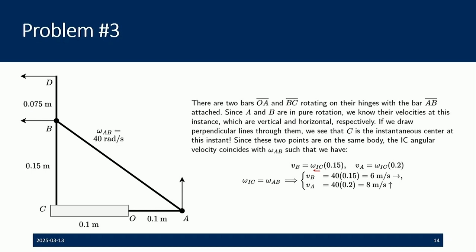Sorry, this should be the other way around. It should be like this, sorry. VA is 40 times 0.2 because you're taking it from the point C. So even though OA is 0.1, you're measuring it from here. So 0.2 times 40, that's 8 meters per second, and that's going upwards. Yep.